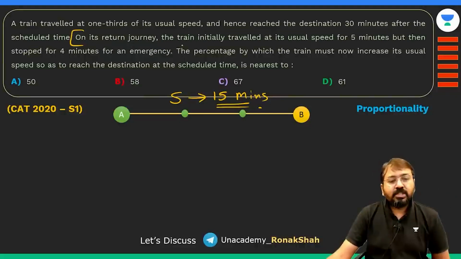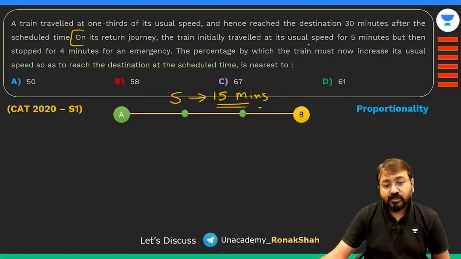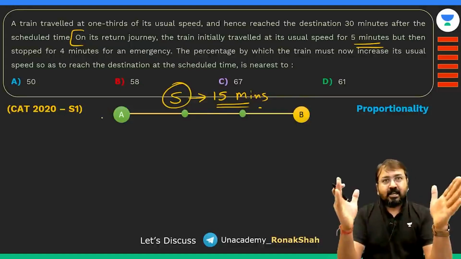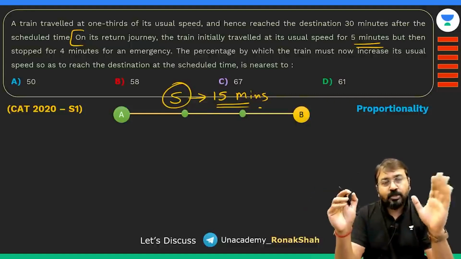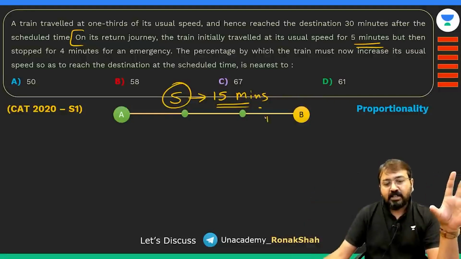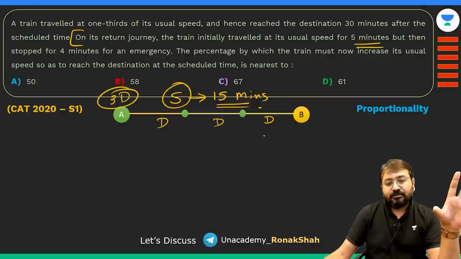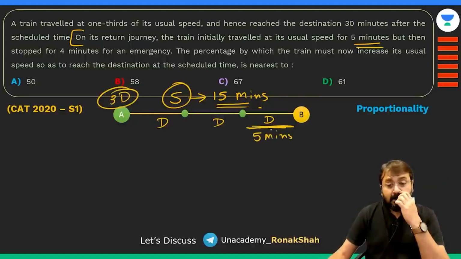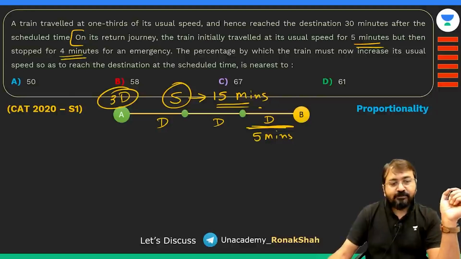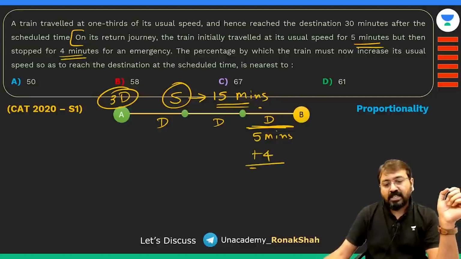On its return journey, the train initially traveled at its usual speed, that is S, for 5 minutes. Can I say the train travels the complete distance A to B in 15 minutes? So in 5 minutes, it will travel 1/3 of the distance. So if the total distance is 3D, then in 5 minutes, the train will travel this D distance, right? Okay. And then it stops there for 4 minutes. So now the total time the train has spent is 9 minutes.